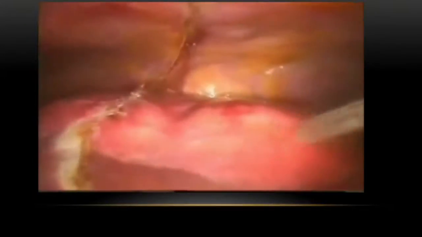So in those situations, you can just dissect the falciform ligament with the tripolar or with the harmonic. This is tripolar. And then this is the entire cystic wall. And after that, you have to put saline.